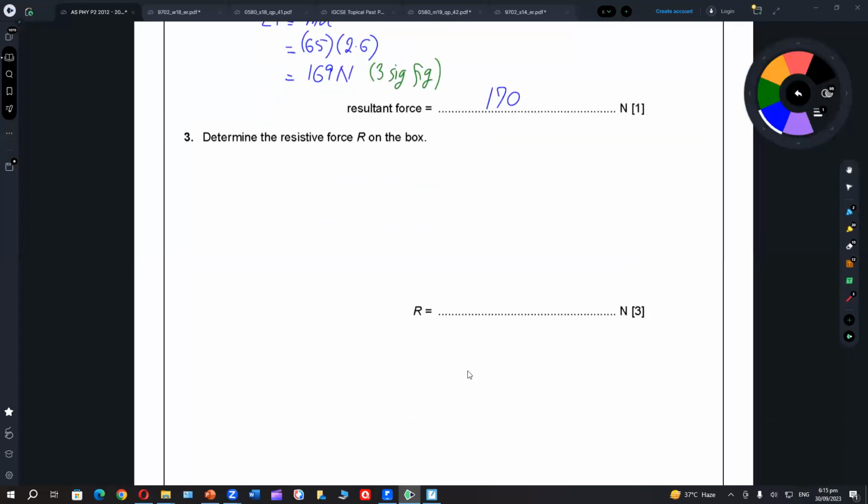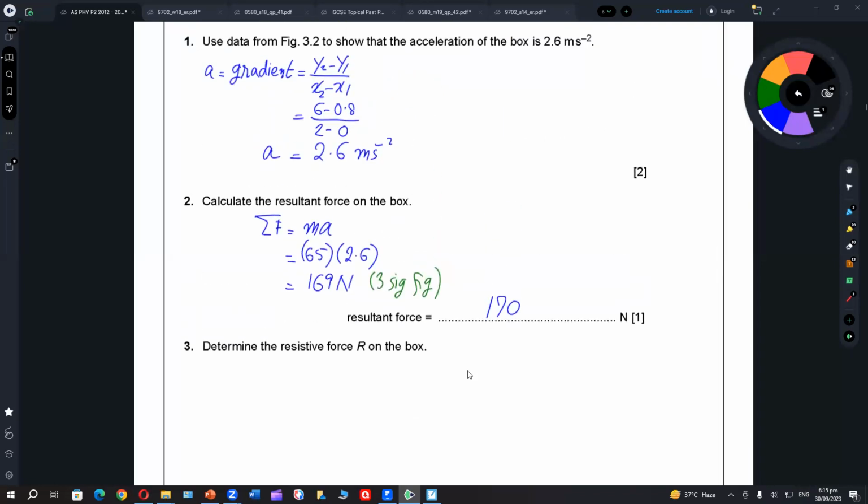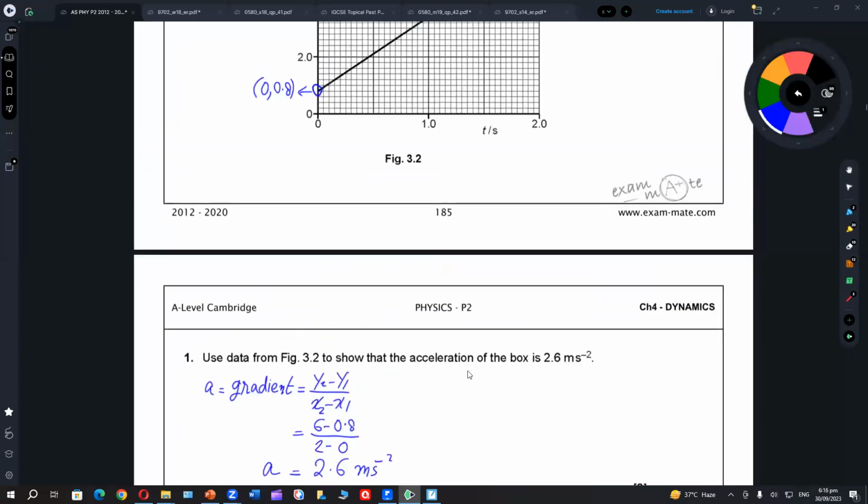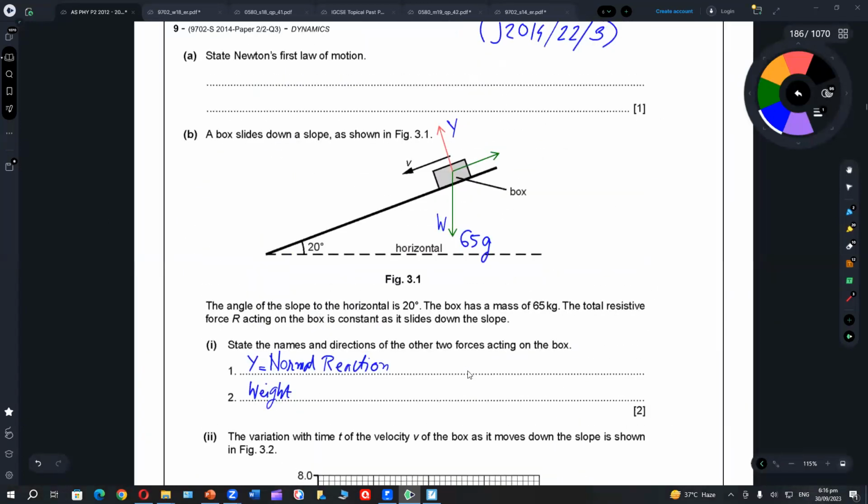Determine the resistive force R on the box. We know the resultant force, we know the angle. So we can now go for our resolution job, which we practice in our normal class.